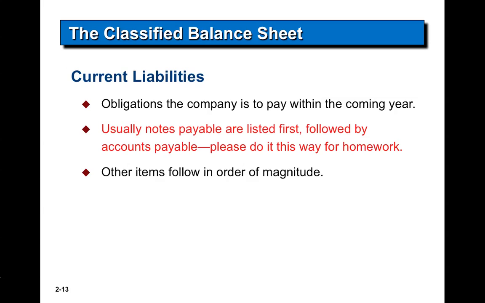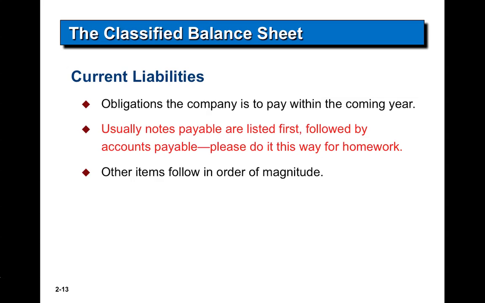In the liabilities and stockholders' equity section of the balance sheet, the first grouping is current liabilities. Current liabilities are obligations that the company is to pay within the coming year or operating cycle, whichever is longer. Common examples are accounts payable, wages payable, taxes payable. Also included as current liabilities are current maturities of long-term obligations, and these are payments to be made within the next year on long-term obligations.